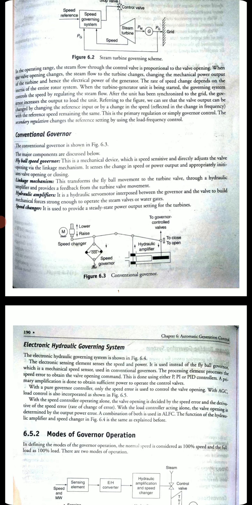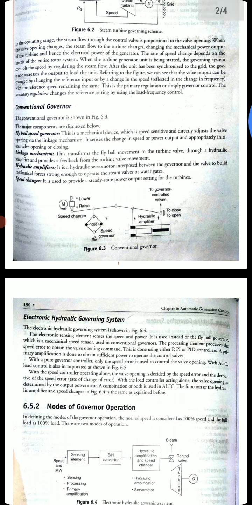Next is the hydraulic amplifier. It is a hydraulic servo motor interposed between the governor and the valve to build a mechanical force strong enough to operate the steam valves or water gates. So this is the amplifier which is used to build mechanical forces strong enough to operate the steam valves or the water gates. Next is the speed changer. It is used to provide the steady state power output setting of the turbine. So the speed changer changes according to the changes taking place in the mechanism.